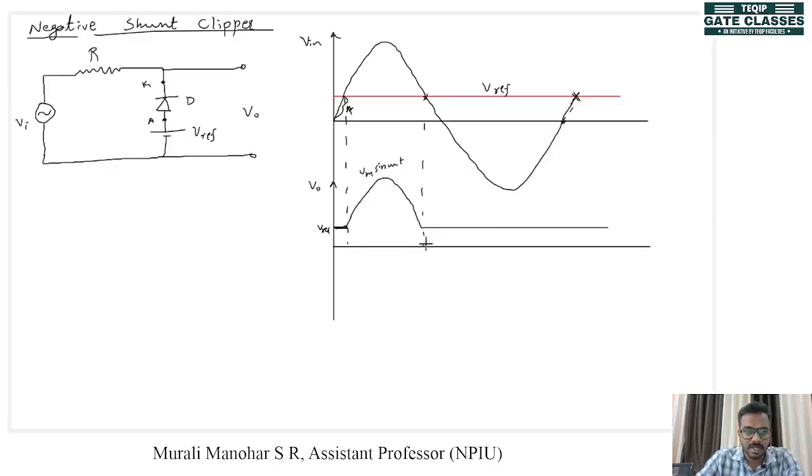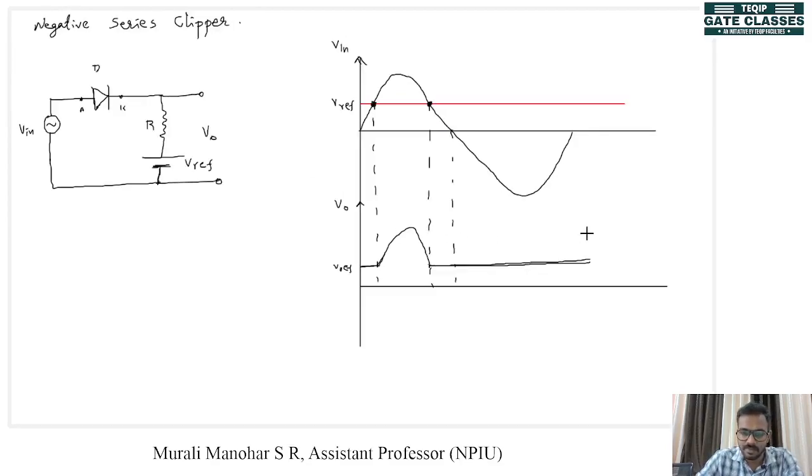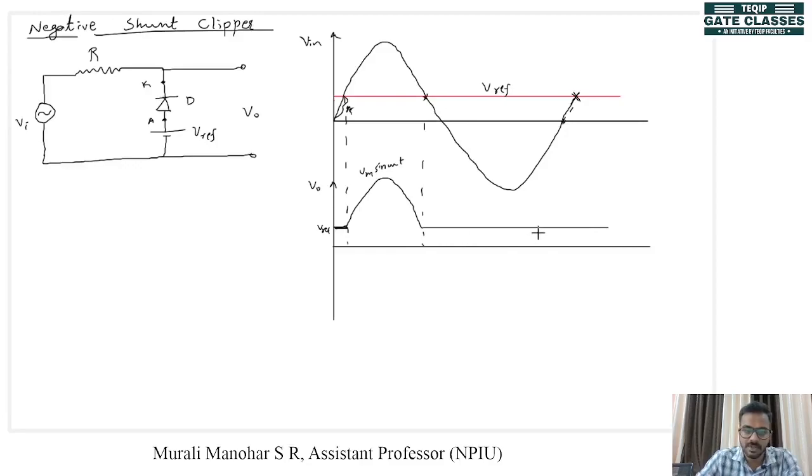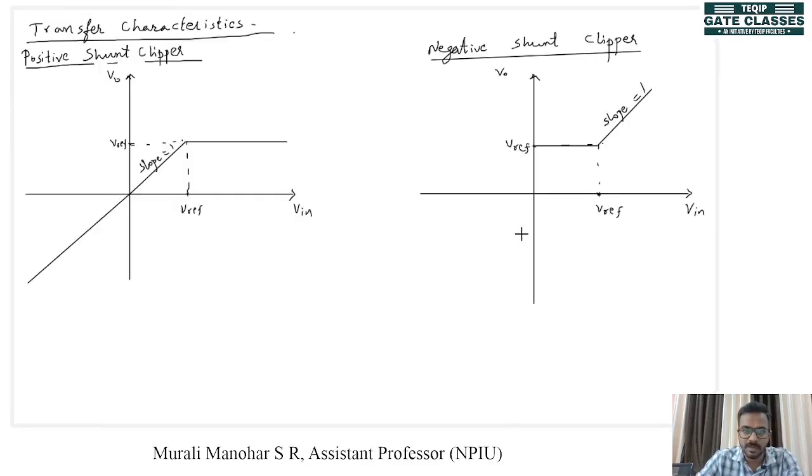What happens in the negative half cycle? In negative shunt clipper, whatever we do in the negative half cycle also, the output is clamped to Vref, right? So when V in is negative, then also the output is clamped to Vref. So this is the transfer characteristics of a negative shunt clipper, and on the left we can see the transfer characteristics of a positive shunt clipper.